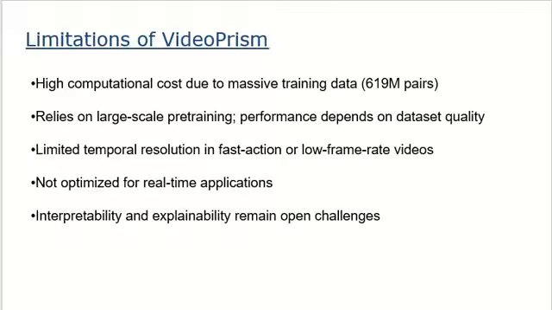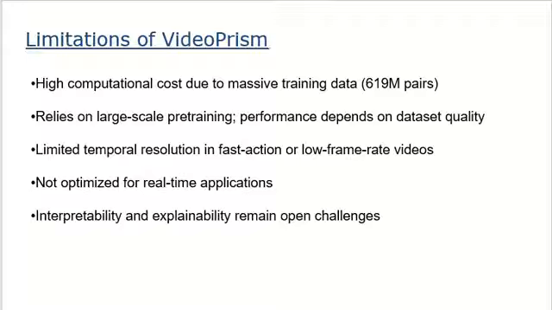Now, while Video Prism performs impressively across benchmarks, it's not without its limitations. First off, the scale is both its strength and its weakness. Training on over 600 million video text pairs means it's extremely resource intensive. Not everyone can replicate this kind of setup.